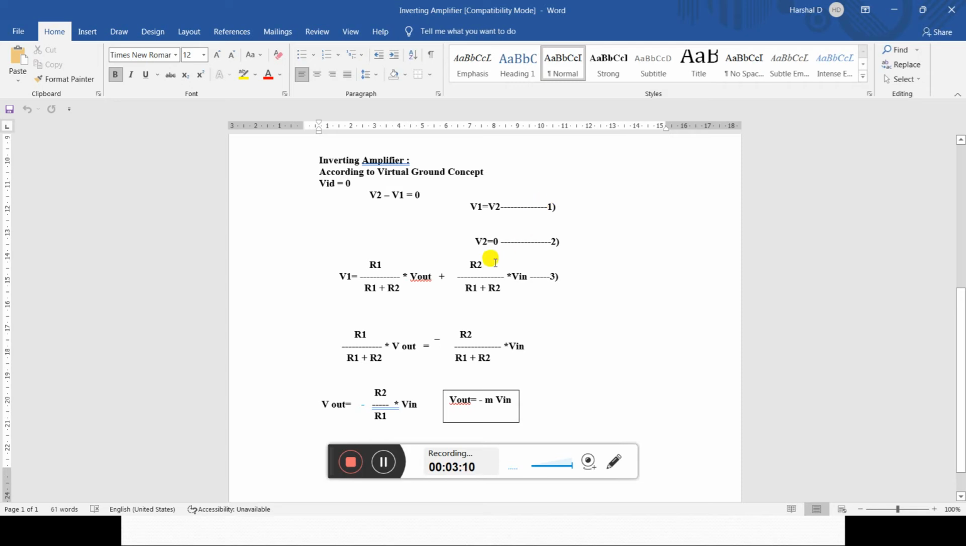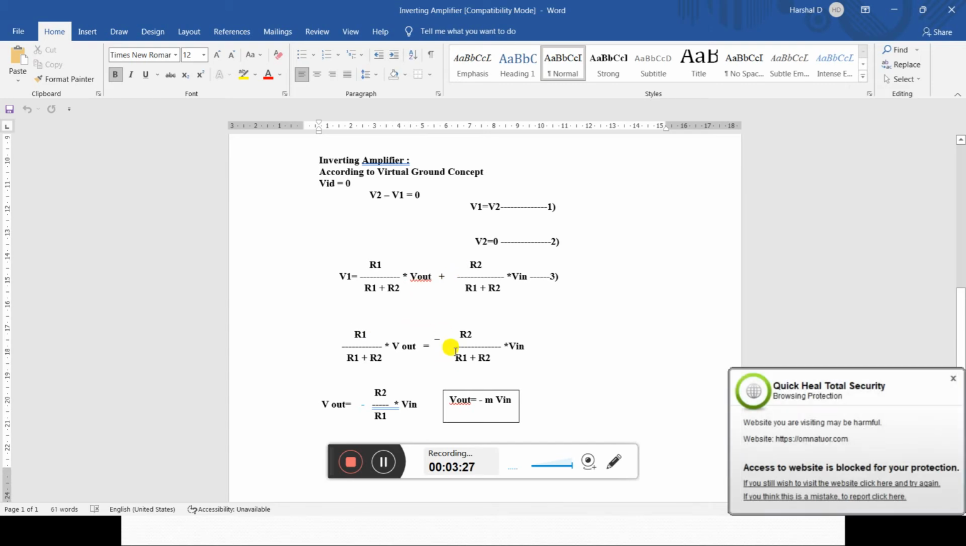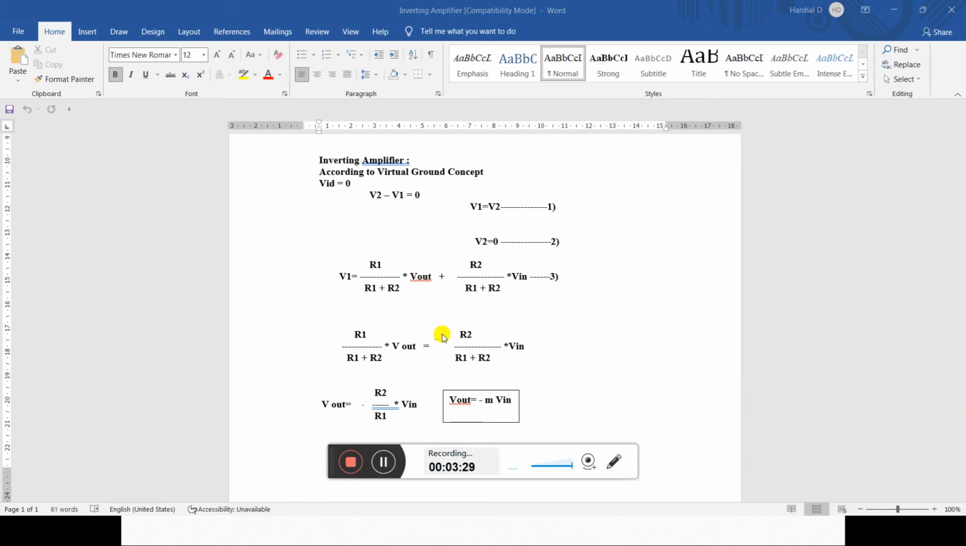After the comparison, V1 is equal to V0, and then 0 is put in there. Then what happens? R1 divided by R1 plus R2 multiplied by output voltage is equal to minus R2 divided by R1 plus R2 into V input. Now this V output is placed on one side and the V input term goes to the other side.